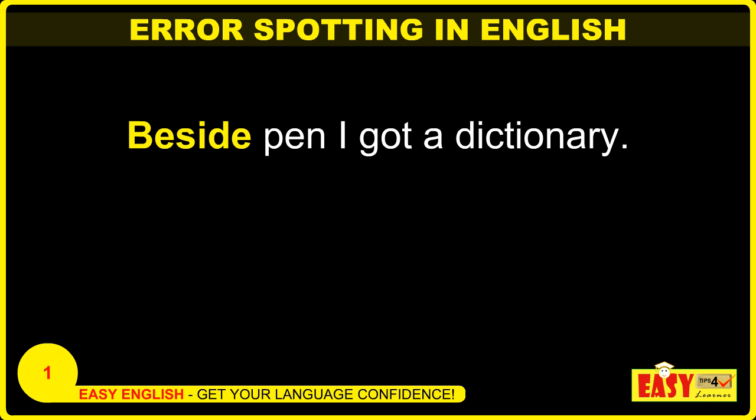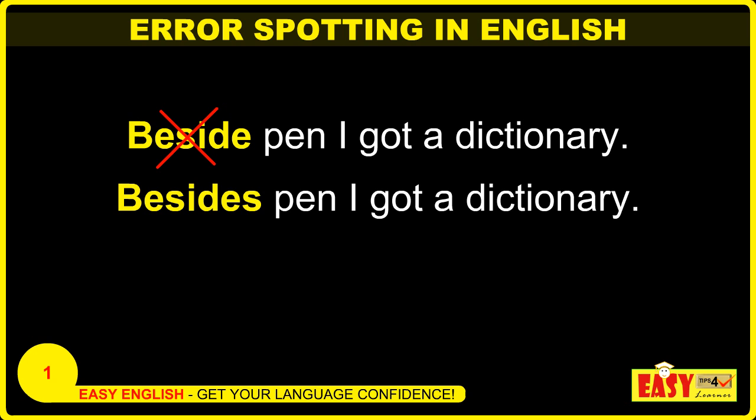So beside pen, I got a dictionary. The use of beside is wrong. So how should it be corrected? Besides pen, I got a dictionary. So besides here means apart from my pen. Apart from a pen, I got a dictionary. Besides here means apart. The previous sentence, that is the wrong usage. Beside pen, I got a dictionary.